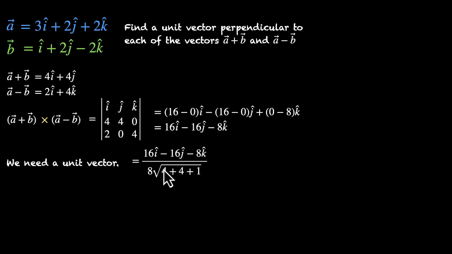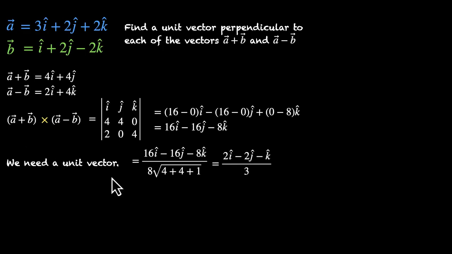So we divide this by its magnitude. Its magnitude is square root of, you can take the 8 common, square root of 2 square plus 2 square plus 1. That's 4 plus 4 plus 1, that's 9. So 8 times 3 becomes 24. You can cancel this 8 out. In fact, you'll have 3 in the denominator. You have 2i cap minus 2j cap minus k cap divided by 3. So this is the unit vector which is perpendicular to both the sum and difference of a and b.